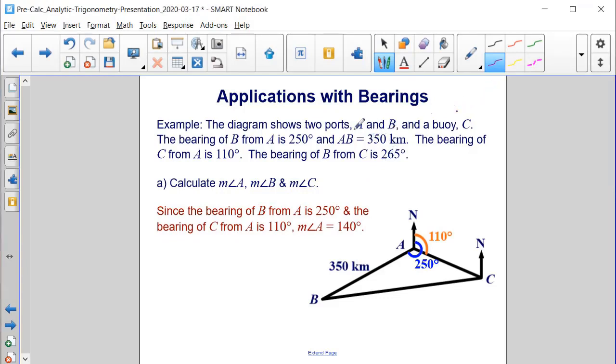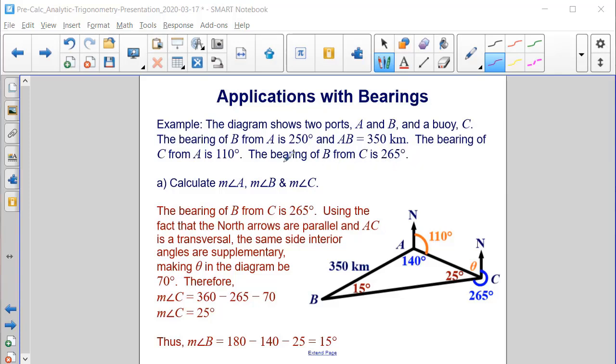At the very beginning of this problem, we are told that the bearing of B from A is 250 degrees, so that's labeled in blue. And we're also told in the problem that the bearing of C from A is 110 degrees, also shown in the problem. We can use these two values to calculate the measurement of angle A in our triangle, or the measurement of angle BAC. If we take the difference of 250 and 110, we get the measurement of angle A to be 140 degrees.